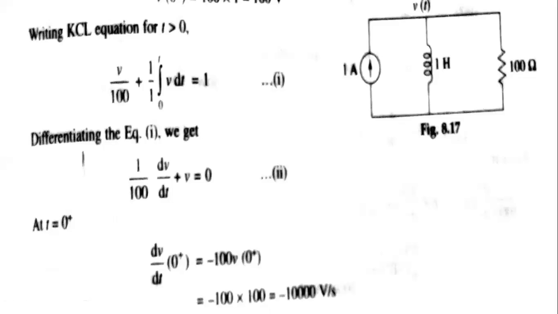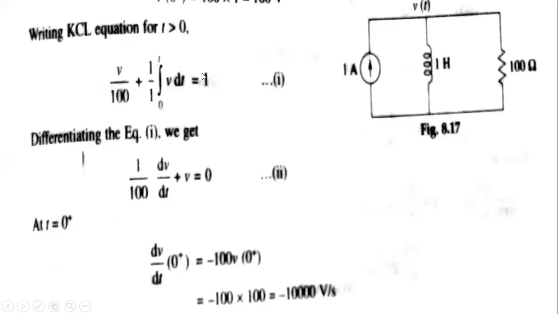Now the second step. What is that second step? Once t starts and the time period keeps increasing, after the switching permanently, what will be the case? The inductor will be as it is, the resistor will be as it is. The voltage drop across this is V of t, and the current is 1 ampere. So apply KCL here.